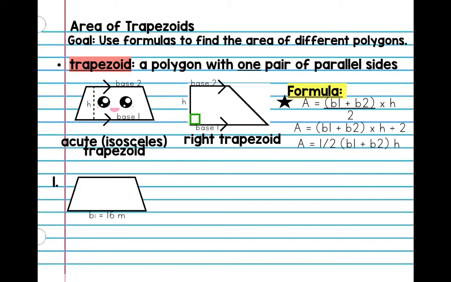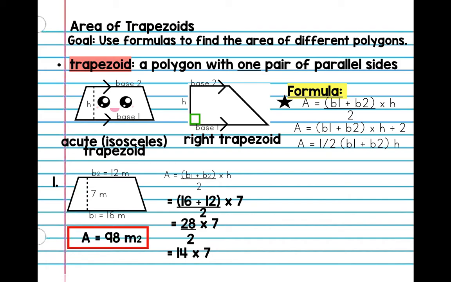Okay, so let's go ahead and try. Here are your dimensions. We got 16 meters, 12 meters, and 7 meters. Go ahead and pause the video and compare your answers with me. Okay, so we have 16 plus 12 divided by 2 times 7. So 16 plus 12 is 28. 28 divided by 2 times 7. So 28 divided by 2 is 14. 14 times 7, you should have gotten 98 meters square.